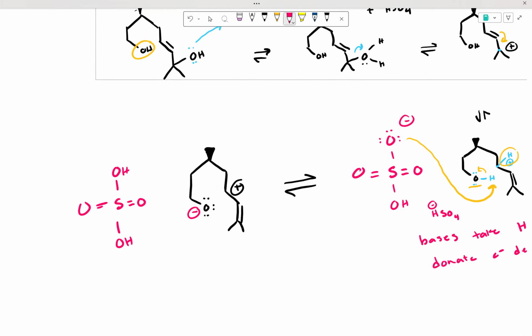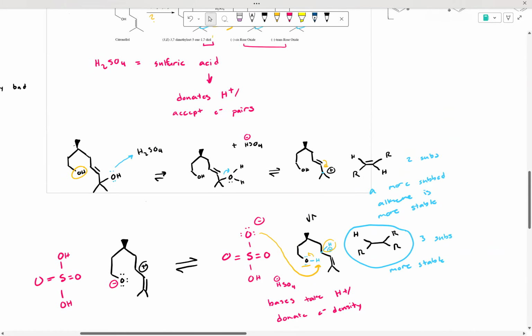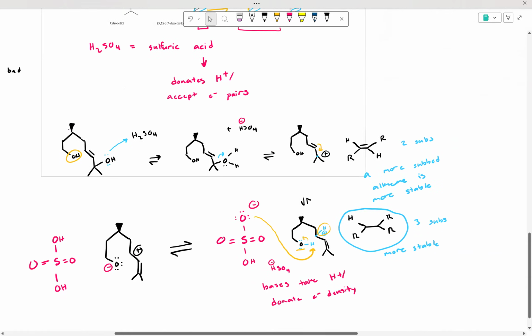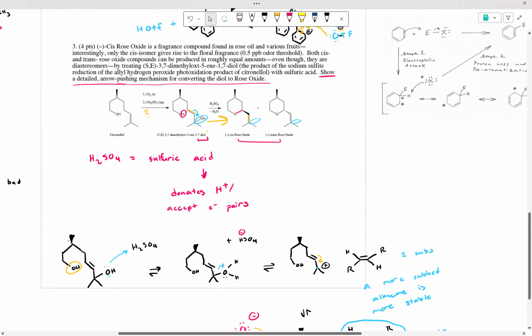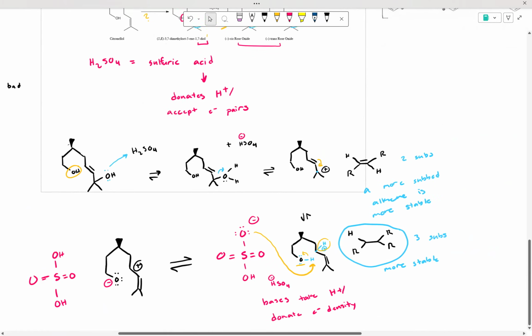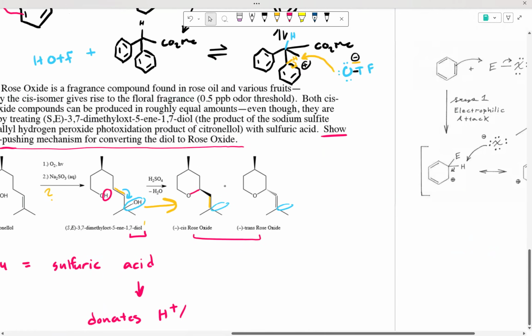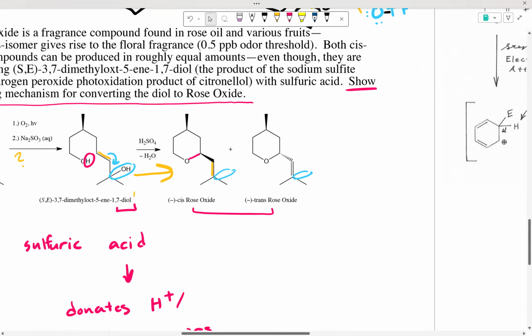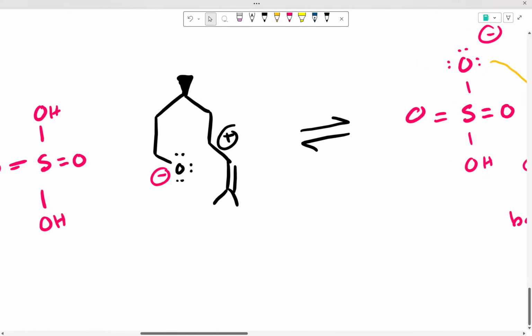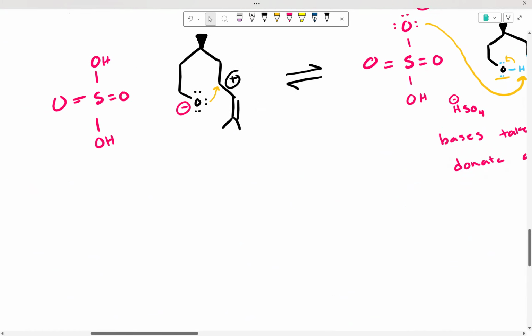Okay, so our last step. We have an oxygen with a negative charge and a carbon with a positive charge. I think a positive and a negative charge attract, and they're going to form a bond. It would form the final bond that we need to form our cis or trans rose oxide. So the mechanism here is the oxygen is going to donate electrons to the carbon and form the bond.